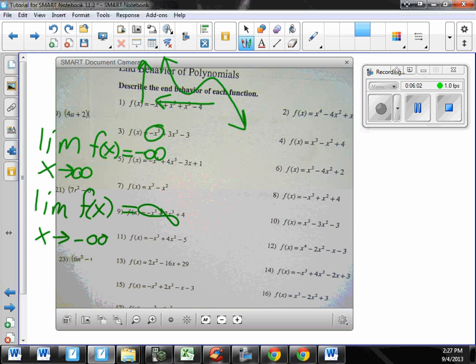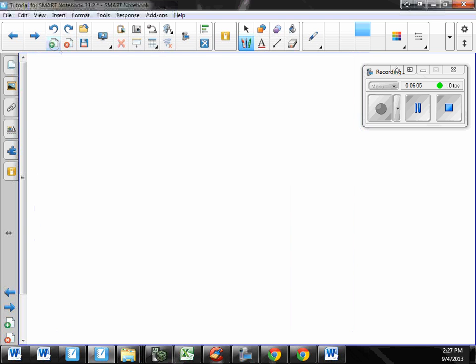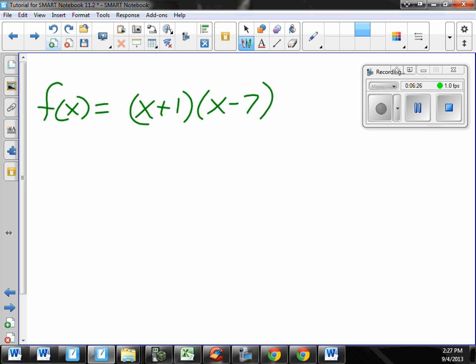Okay, now look at your, well, you're still going to take notes, but on the other one, it gives you an equation and it wants you to graph it without using your calculator, which is actually really easy to do if you know the roots. So let's suppose we had f of x equals x plus 1 and x minus 7. This is just notes. I don't care where you put it. I'm just making up an equation.